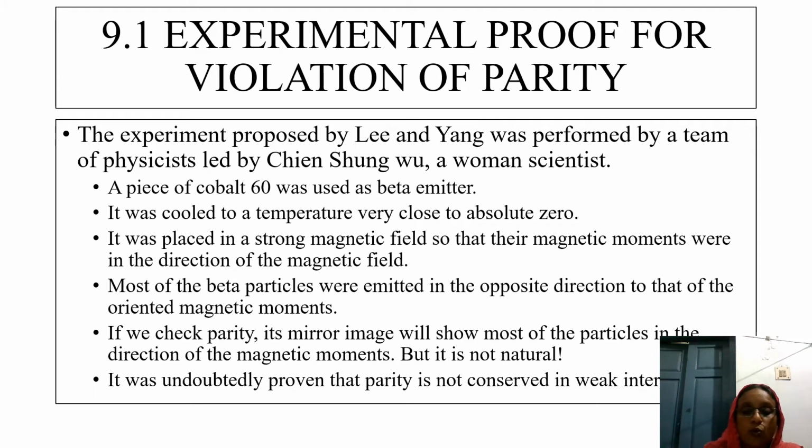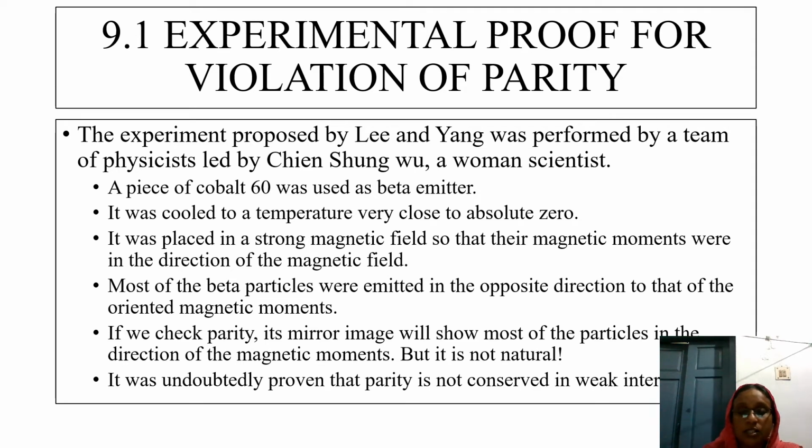Then they cooled the cobalt 60 to a very low temperature, nearly absolute zero, and placed it in a strong magnetic field, such that their magnetic moments were in the direction of the magnetic field. Now, most of the beta particles were emitted in the opposite direction to that of the oriented magnetic moments.